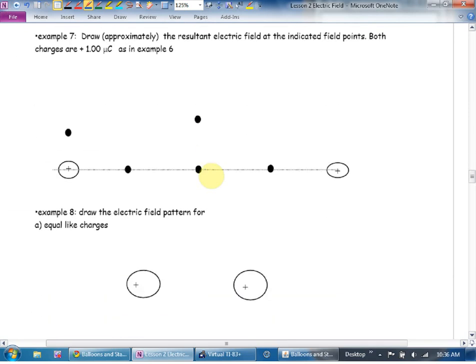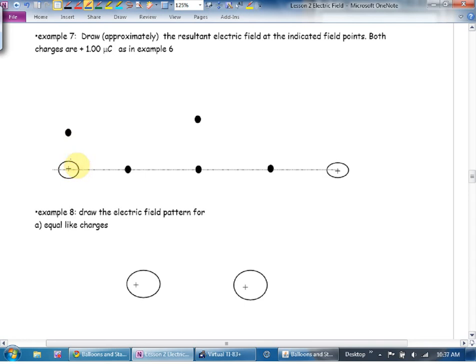Example 7. Draw approximately, sketch, the resultant electric field at the indicated field points. Both of these charges are positive 1 microcoulomb, so they're the same size. So ignore this one temporarily. Which way would this guy want to move if he could based on this charge? Up.